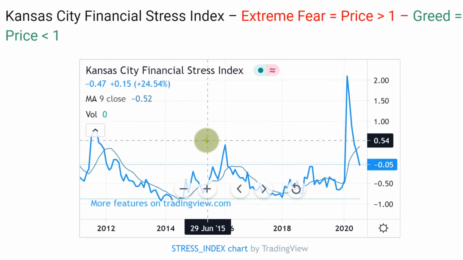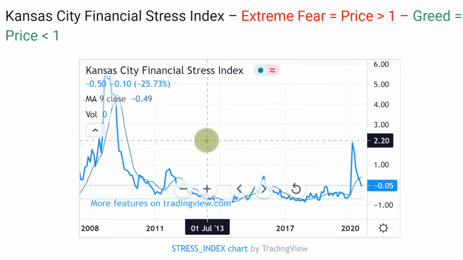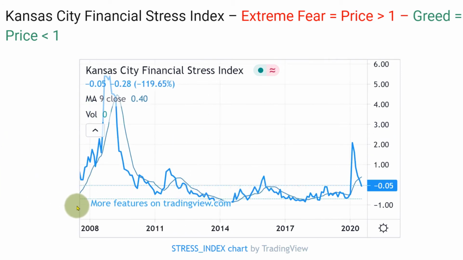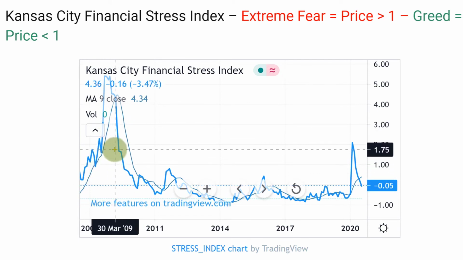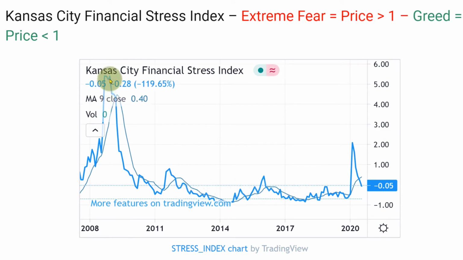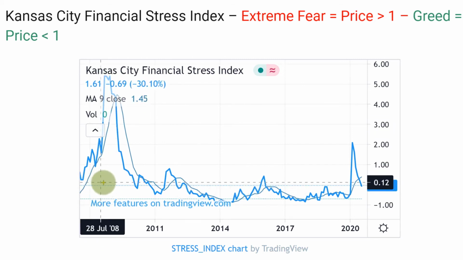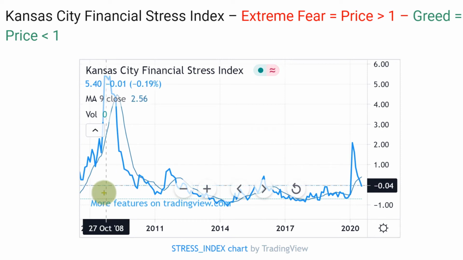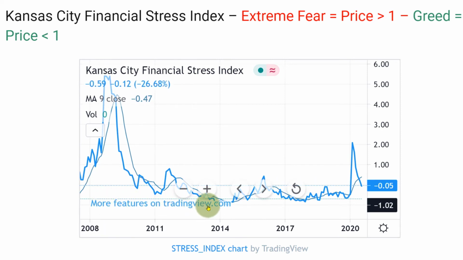So we can zoom out here and see this is clearly marked. So in 2008 and 2009, you can see here there's a massive spike to 6. This clearly indicates financial stress. And when the markets and the financial system is under stress, this is very bad, as we've seen for stock markets. So here you can see massive financial stress in the credit crisis of 2007, 2008.